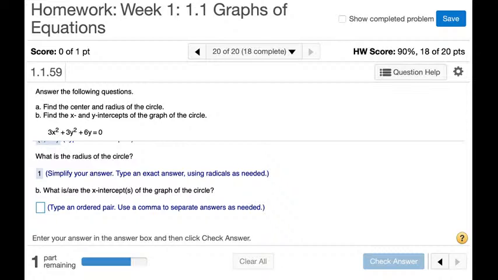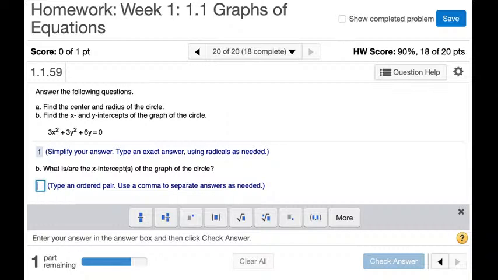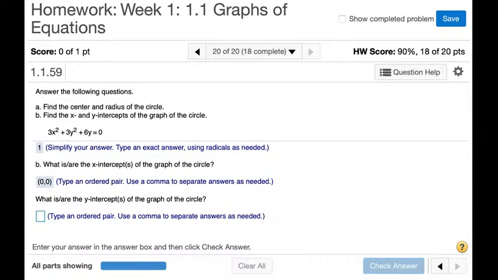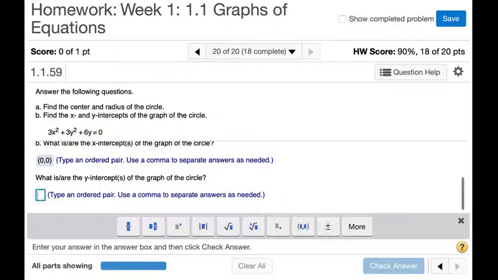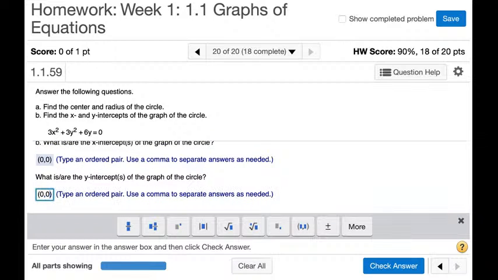So x-intercept, we set y to 0. That's going to give us 0 for x. Let me look at it again. If we set y to 0, yeah, it's just 0. Type an ordered pair. So it looks like the origin, right? 0, 0. Then the y-intercept, we set x to 0. If we factor out the 3y, we're left with y plus 2. So it looks like it's 0 and negative 2. Ordered pair. So we still have the origin. And the other y-intercept is 0, negative 2.